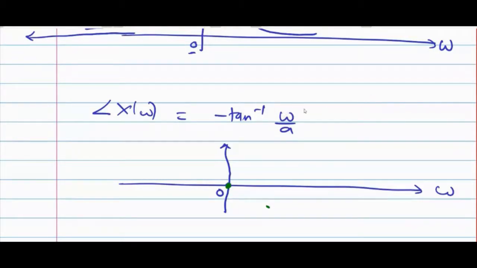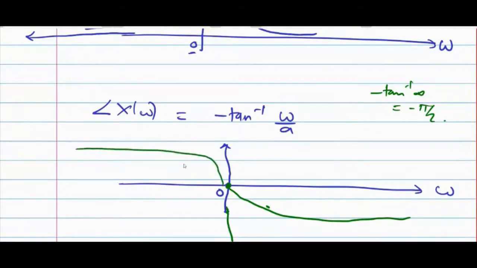If you put omega equal to infinity, angle will be minus tan inverse infinity upon a. That means what is minus tan inverse infinity? 90 degree. So its maximum limit of the angle is minus pi by 2. So the limit here is minus pi by 2 to plus pi by 2. So this is the phase spectrum if you plot it for different values of omega.